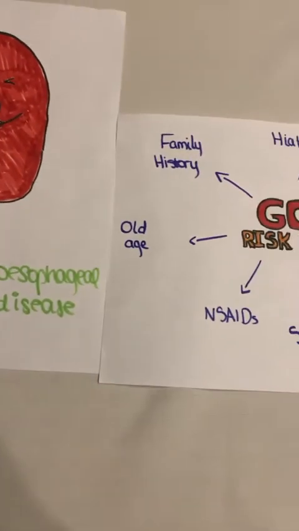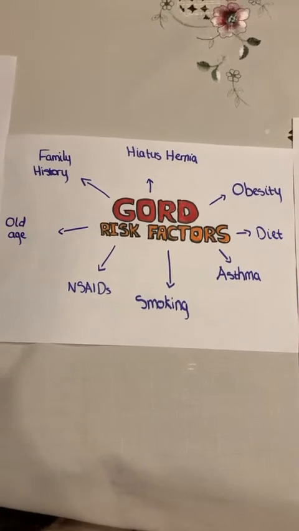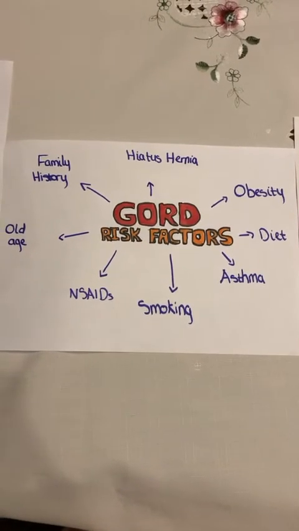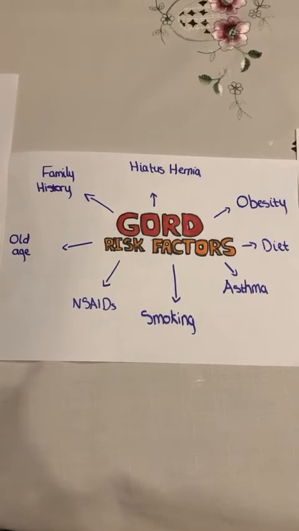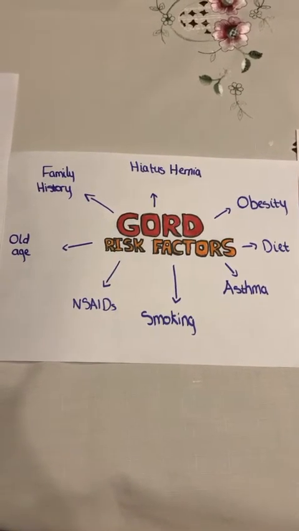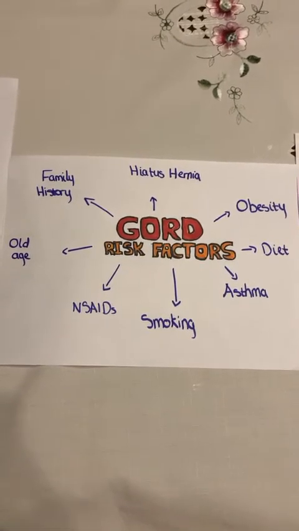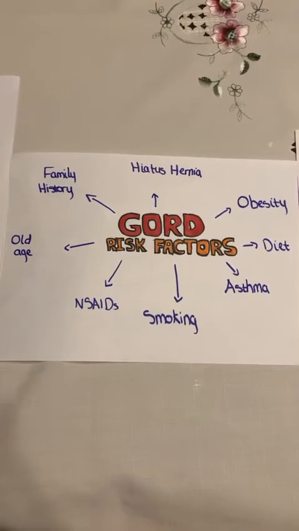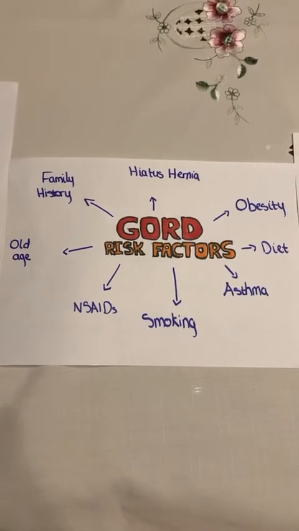The risk factors are a family history, hiatus hernia, obesity or pregnancy, as these can change the internal anatomy, asthma, smoking, and dietary factors, even though evidence here is limited. Foods include citrus, chocolate and spicy foods. Also, NSAID intake can cause GORD.